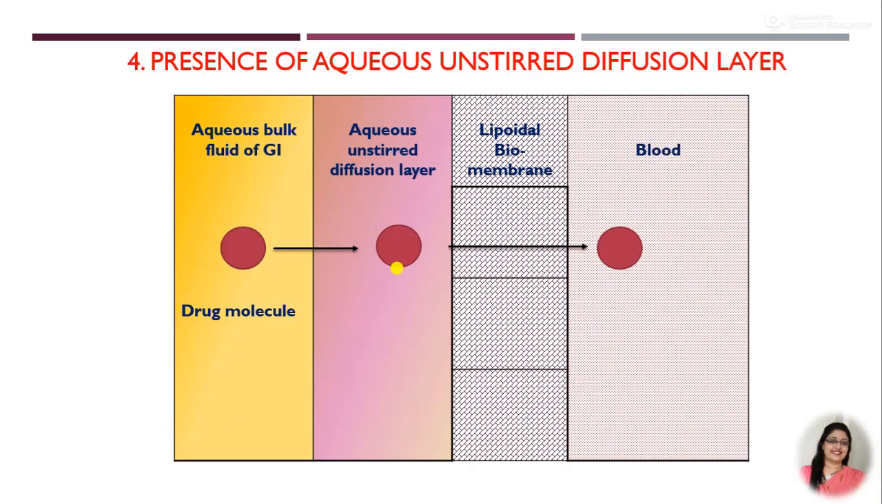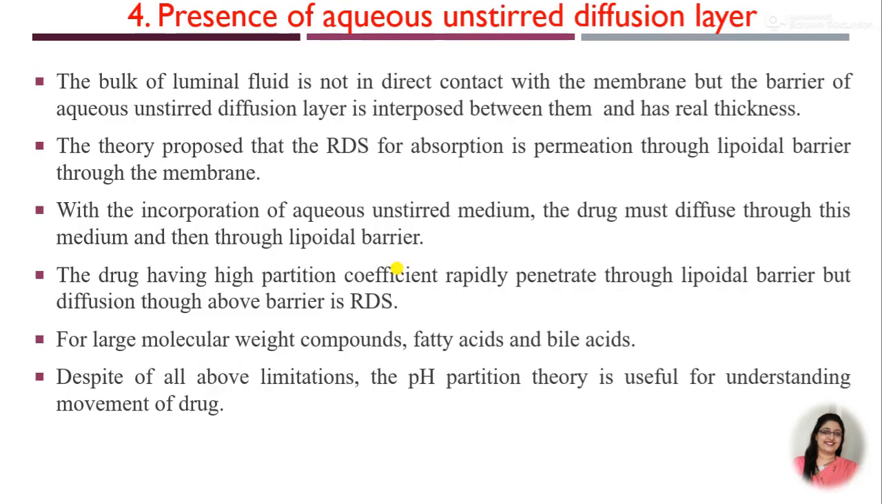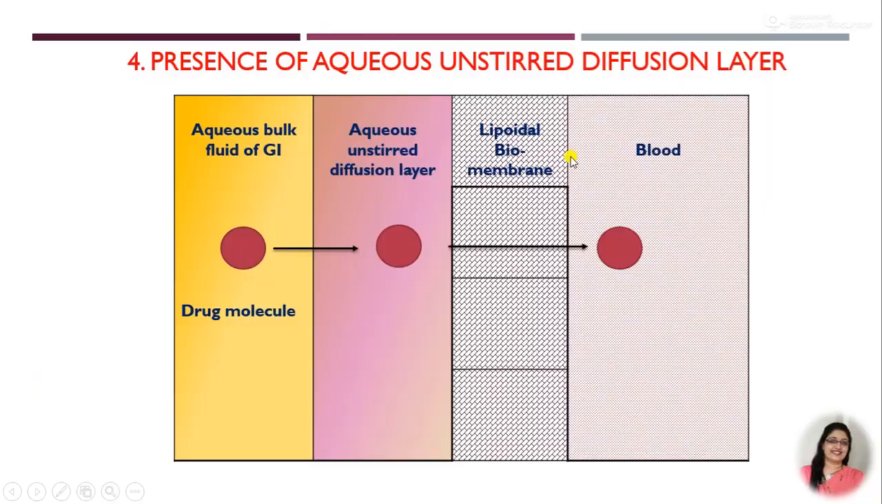The next is presence of aqueous unstirred diffusion layer. The bulk of luminal fluid is not in direct contact with the membrane, but the barrier of aqueous unstirred diffusion layer is interposed between them. And this unstirred diffusion layer has real thickness. Now you can see in the figure in the form of section.